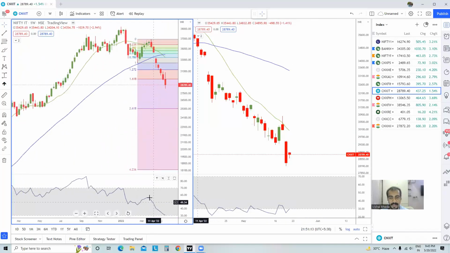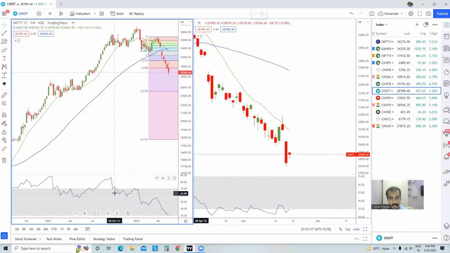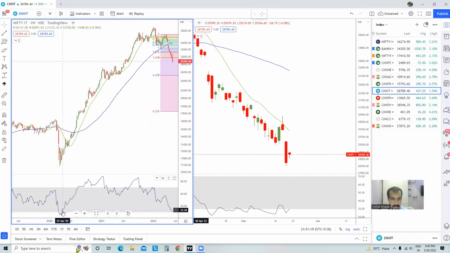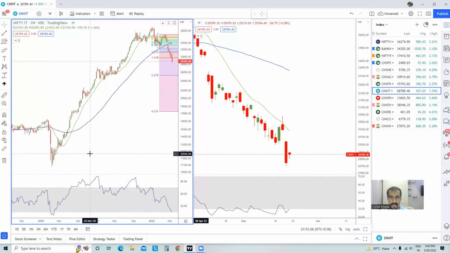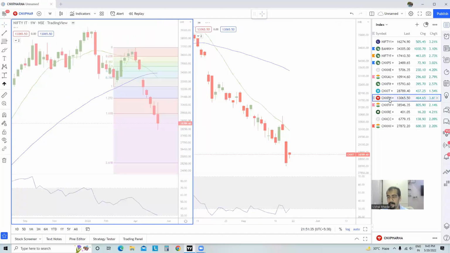And in fact, the RSI in the weekly chart has gone almost near 30. Now that's a lot, I think. Previously, I think RSI went below 30 was probably in March of 2020. Now similar, not exactly similar, but sort of that sort of reading has come up over here. I think we need to wait and watch what happens in the next few days.